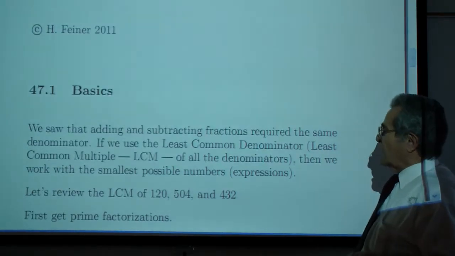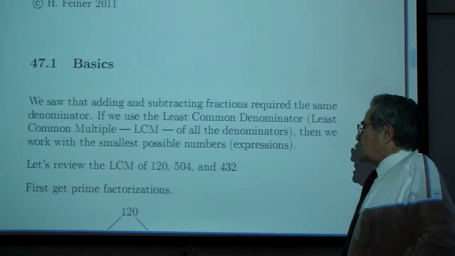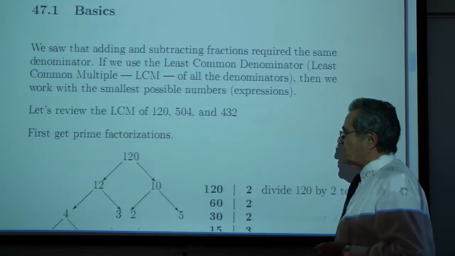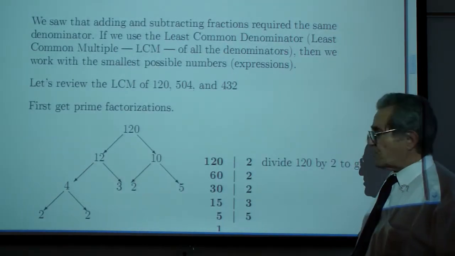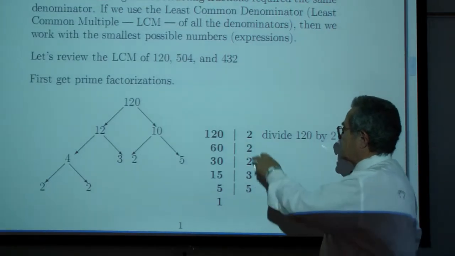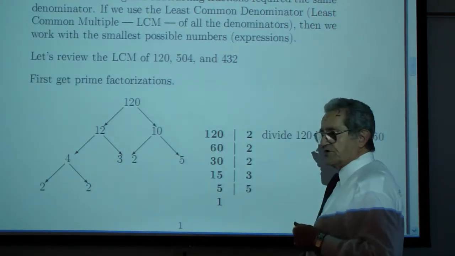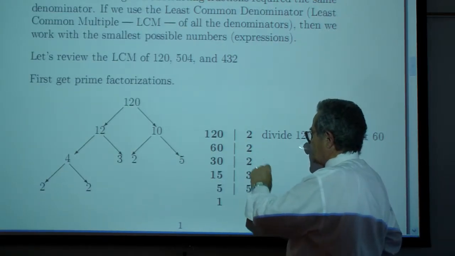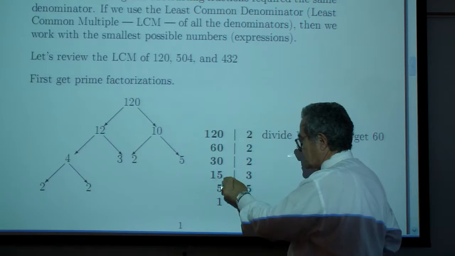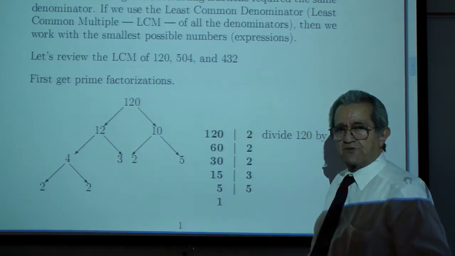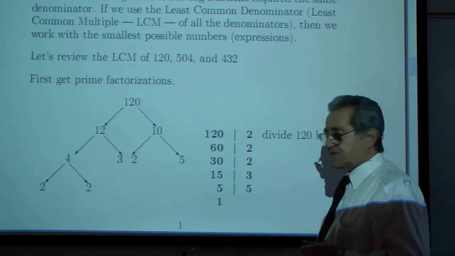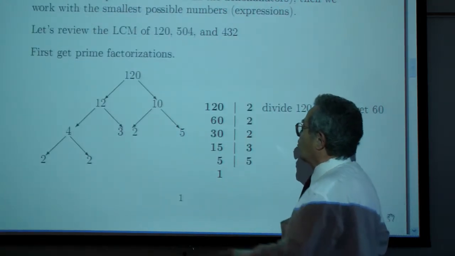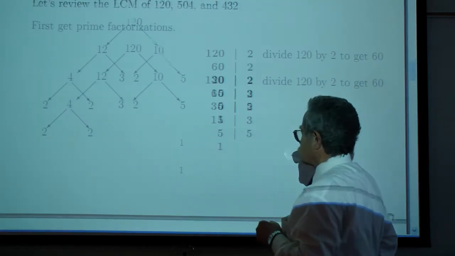Now, how can I find the least common denominator of, let's say, 120, 504, and 432? Well, first I do a prime factorization. Can I divide by 2? Yes, the last digit is even, 0, 2, 4, 6, or 8. Can I divide by 2 again, by 2 again, by 3? The sum of the digits, 5 plus 1 is 6. I can divide 6 by 3, and then 5, last digit is 5 or 0. Or you can do a tree.